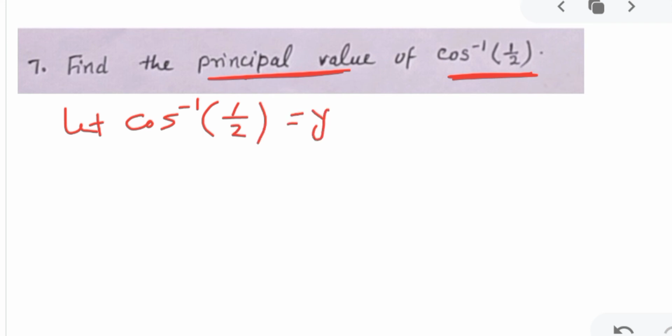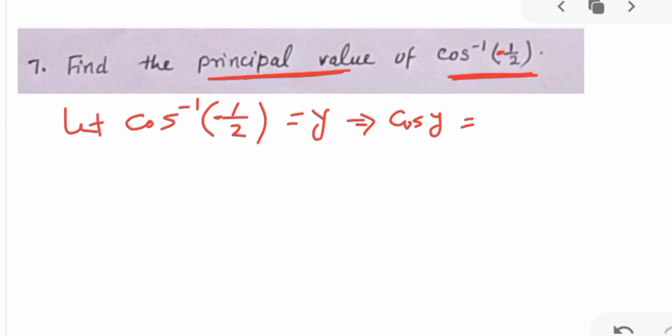Correct, I am taking it as y. You can do it directly also, but I am doing it step by step so that you will understand easily. So cos inverse 1 upon 2, if I am taking it as y, then cos y is equal to minus 1 upon 2. In the question, it is cos inverse minus 1 upon 2. We have to find the principal value of cos inverse minus 1 upon 2.